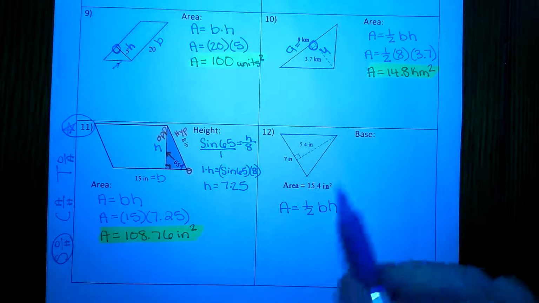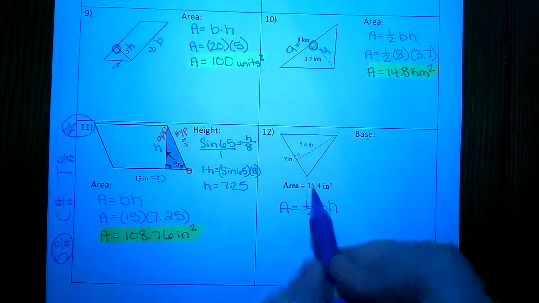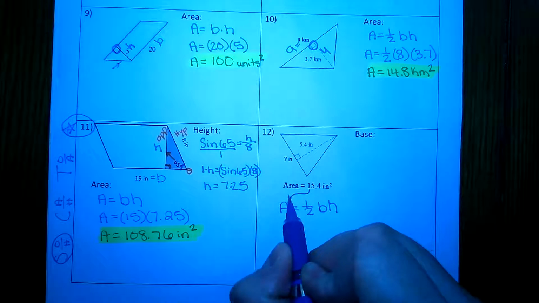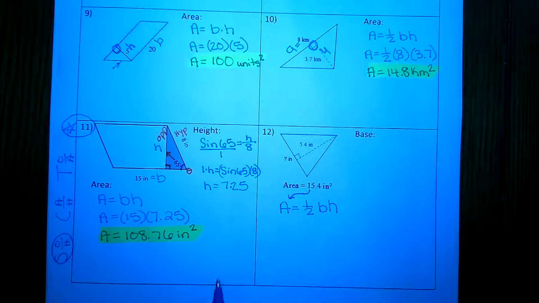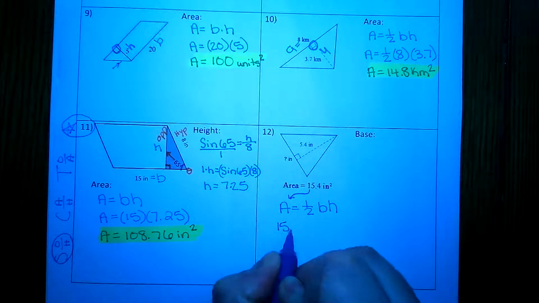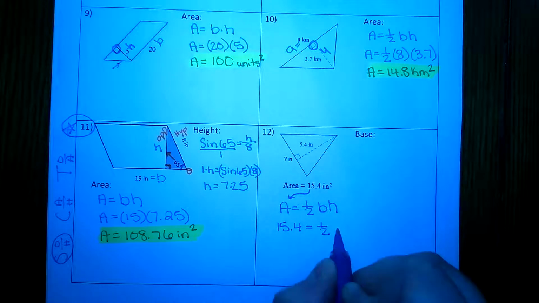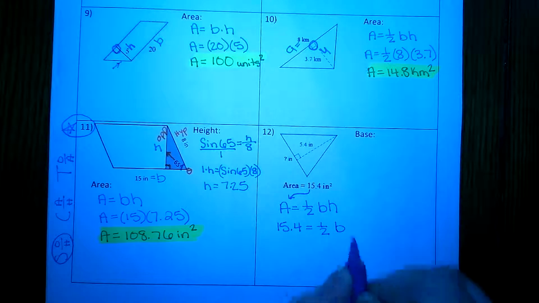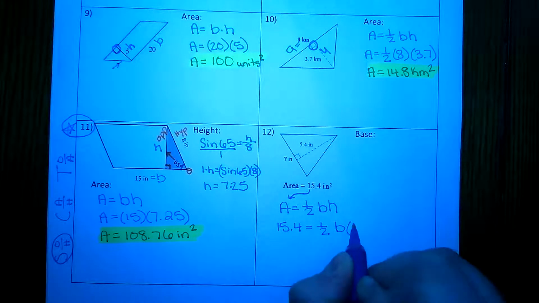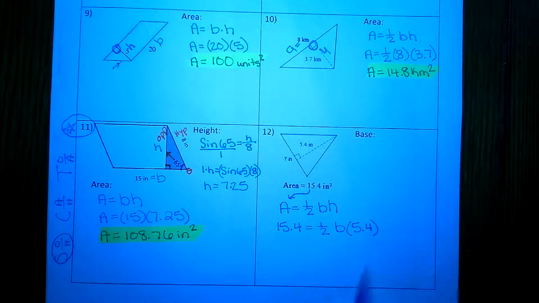Okay, we're looking for the base. We don't know what that is. We've been given the area as 15.4. So I'm going to put 15.4 in where the capital A is. I'm solving for the base, so that's what I don't know. And the height is 5.4.